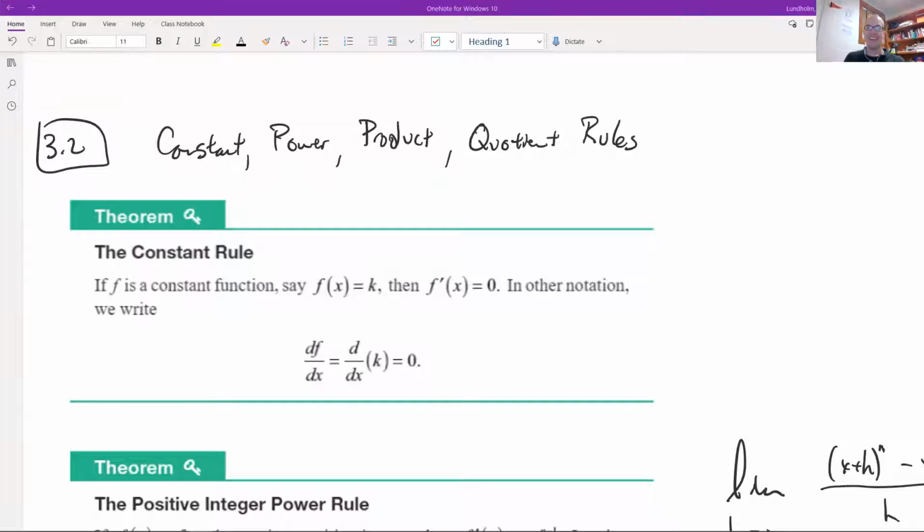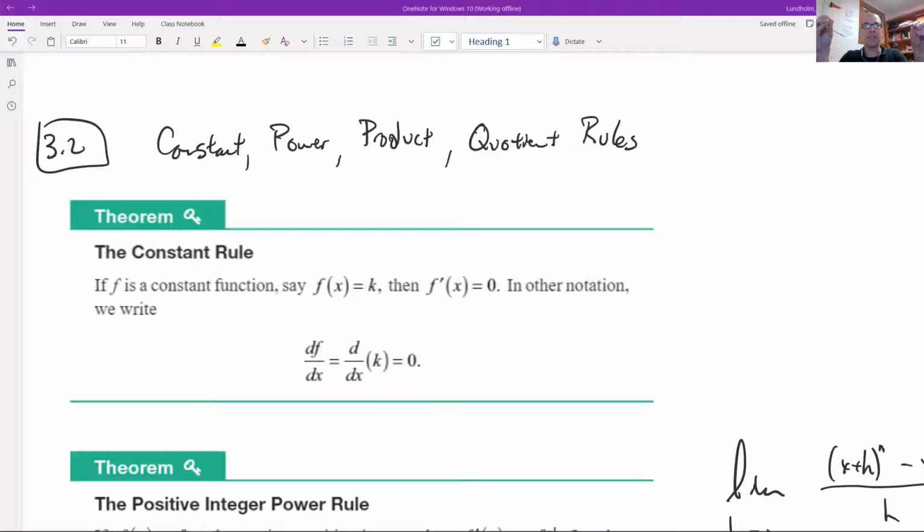Hi, everybody. All right, here we are, ready to dive back into section 3.2. Probably, yeah, definitely 3.3 today, and maybe even a little bit of 3.4, because the chain rule doesn't even show up until 3.4, technically.